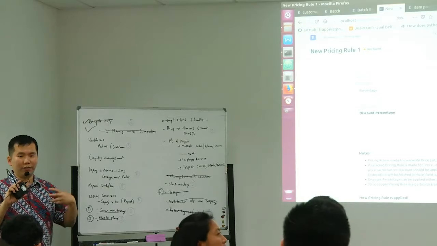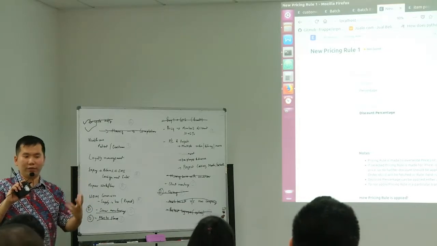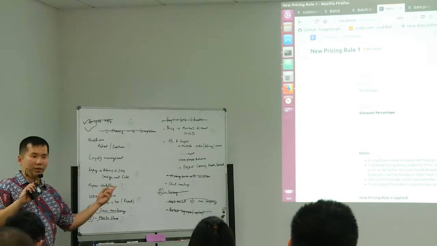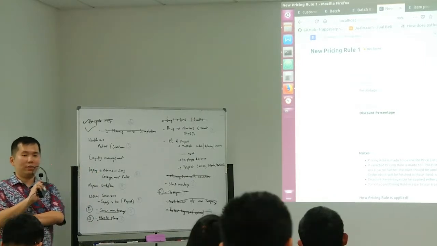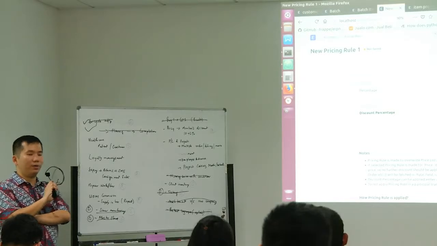So it can be defined by the customer. A customer can have a different pricing rule, and an item can have a different pricing rule also. Customer has a different price list, and item can have its own price rule.